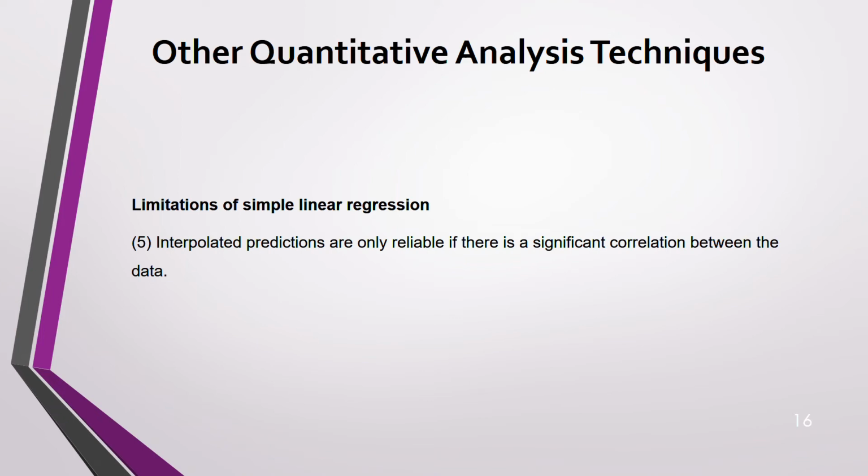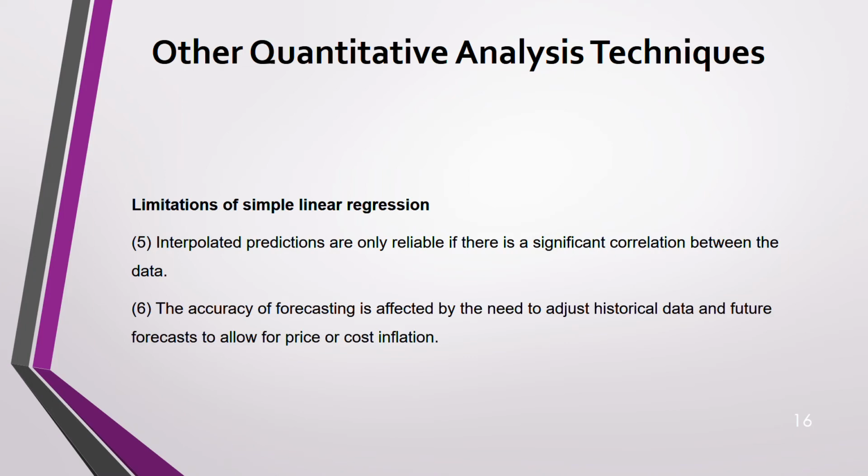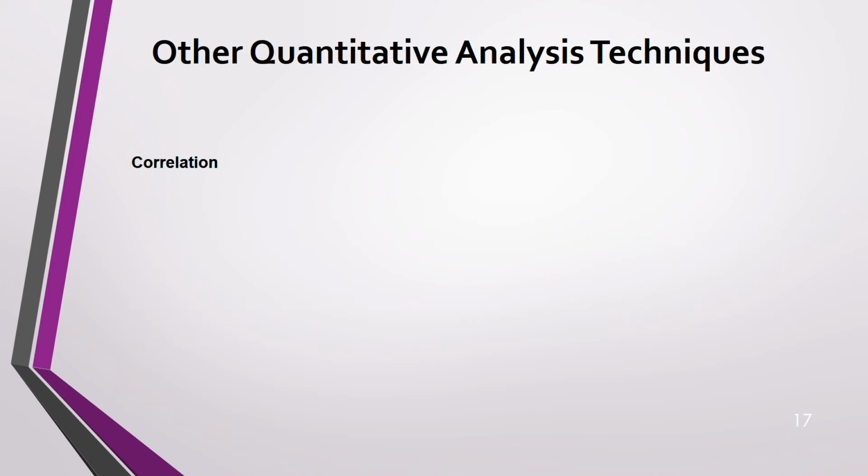Now, there are further limitations. Number 5. Again, interpolated predictions are reliable only if there is significant correlation. Even if you are interpolating within the range, a significant correlation has to be there. That means a relationship has to be there in the data. Sixth, accuracy of the forecasting is affected by the need to adjust historical data. You just cannot use the historical data exactly. You have to make some adjustments, so your accuracy of forecasting is based on that adjustment. For example, if there is price or cost inflation, you adjust for it.